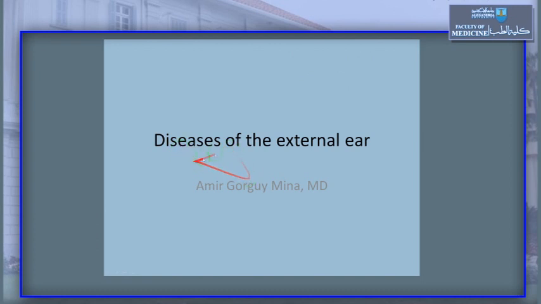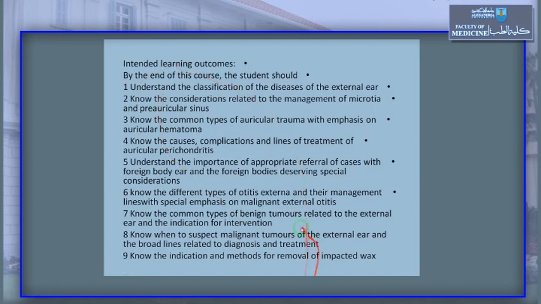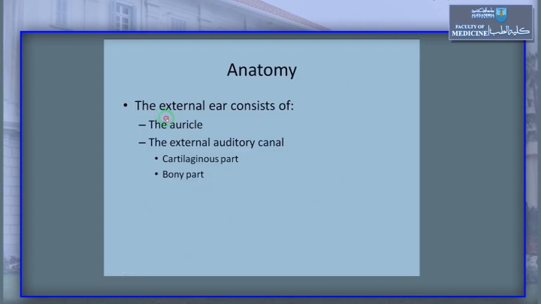This will be our presentation on the diseases of the external ear. I'm Dr. Amir Gorgey, a lecturer at the Department of the ENT in the Alexandria University. These are the intended learning outcomes for this topic. As you see, there are many of them because we are discussing many short topics.